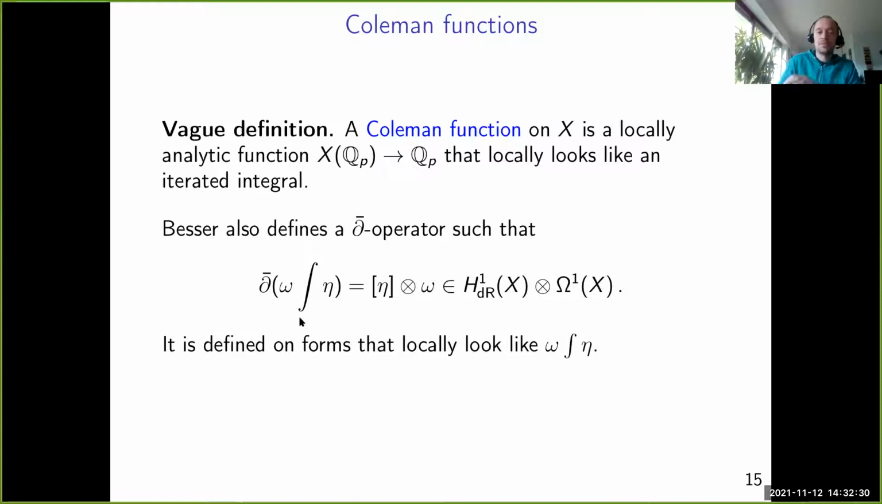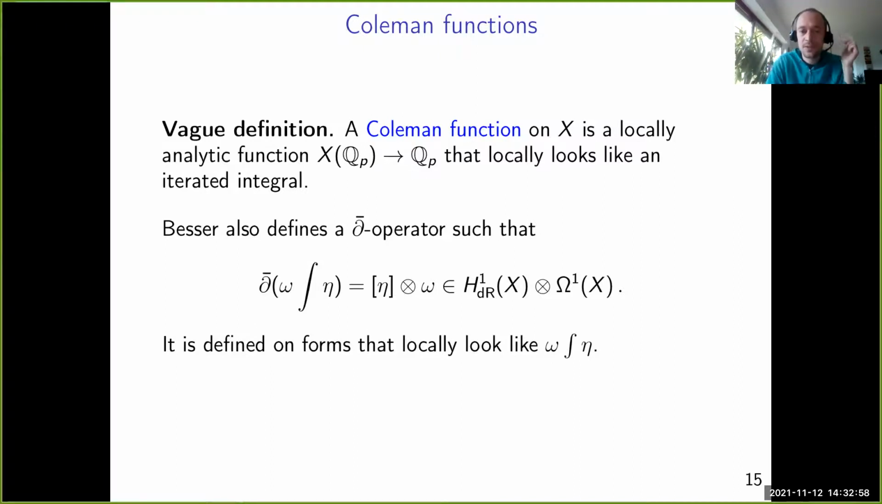But this is sort of a local definition. You can define a subspace of Coleman differential forms, and the condition to be in the subspace more or less amounts to saying that locally the form should look like a form of the type omega integral eta. And then you can show that the definition of this del-bar operator actually globalizes. So this is how to think of this operator.